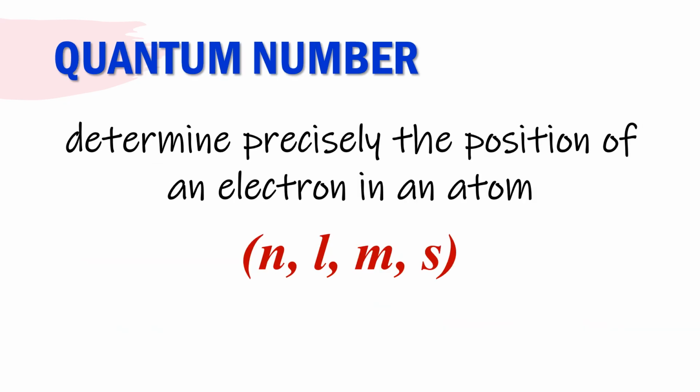So we can summarize that the quantum numbers determine precisely the position of an electron in an atom. This is represented by the 4 quantum numbers n, L, m, s.